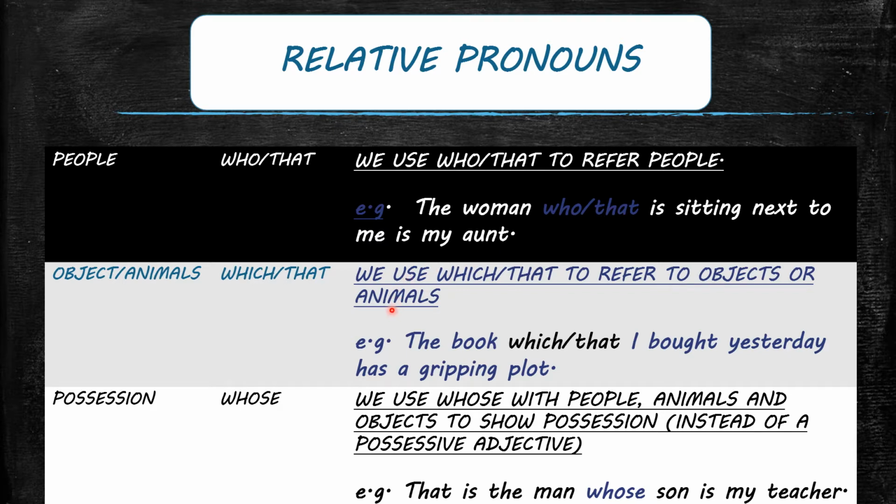Let's go on with which and that, which refer to objects and animals. Example: the book which or that I bought yesterday has a gripping plot. Which or that are used in the same way, and they refer to an object, in this case to the book. They identify the book.